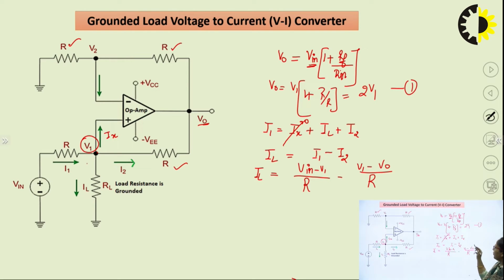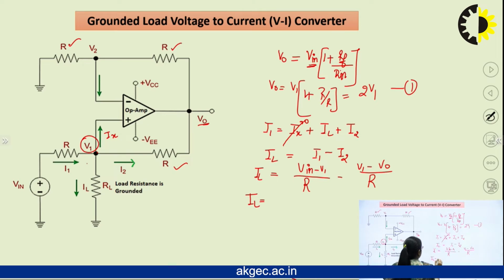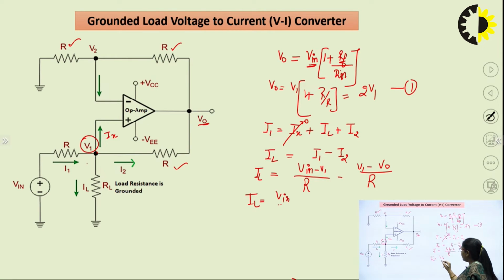Got it? From equation 1, we have the relationship between the output voltage and V1. That is, V out equals twice of V1. So here I will replace V naught with twice of V1. So in this case, what will our equation become? Our equation will become IL equals V in by R, minus V1 by R, minus V1 by R, minus minus will become plus twice of V1 by R.